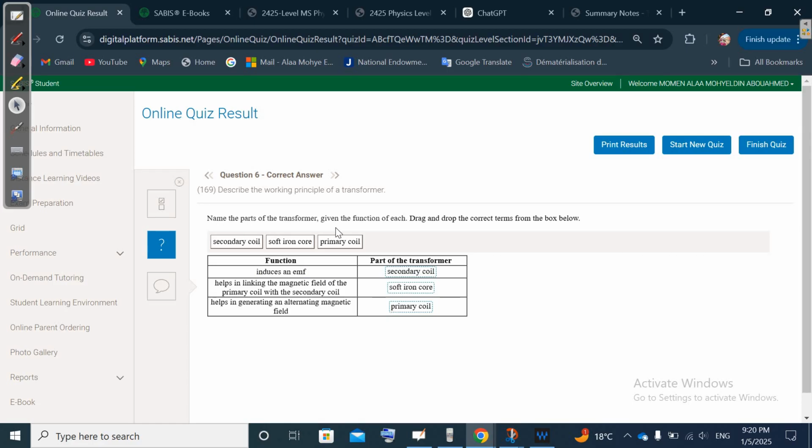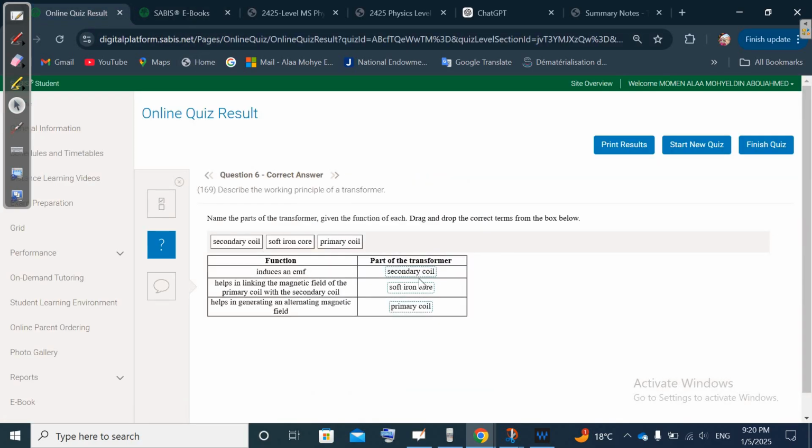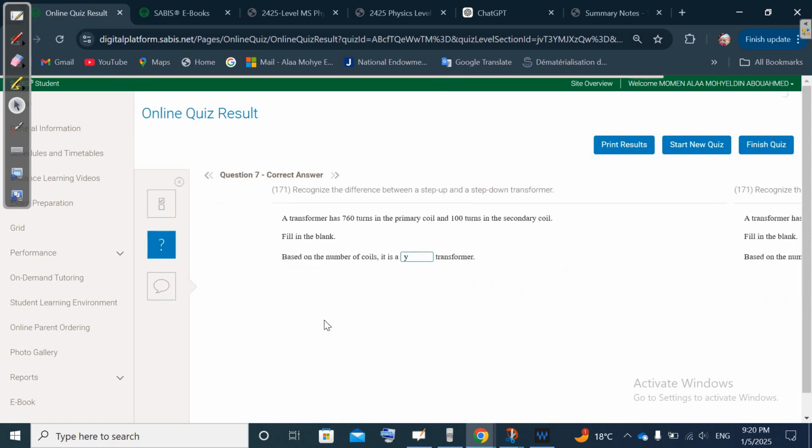Name the parts of the transformer given the function of each. Which one induces the EMF? You should memorize this. It's written in the book. Please, you should go over the book. What induces an EMF is the secondary coil. What helps in making the magnetic field of the primary coil link with the secondary coil is a soft iron core, which allows the magnetic field to flow. What helps in generating an alternating magnetic field is the primary coil. Next.